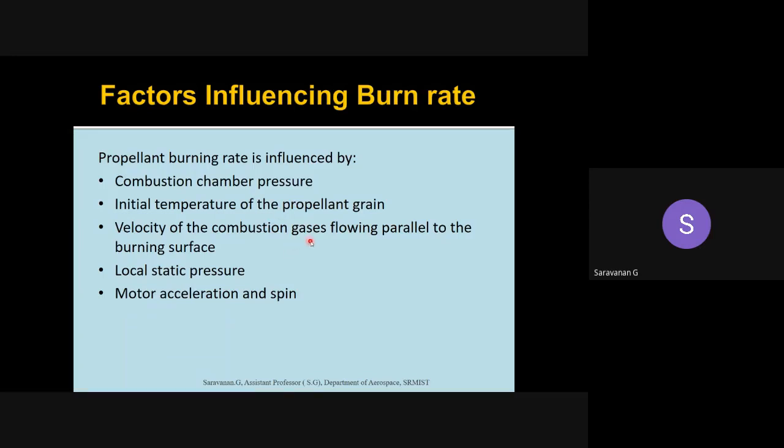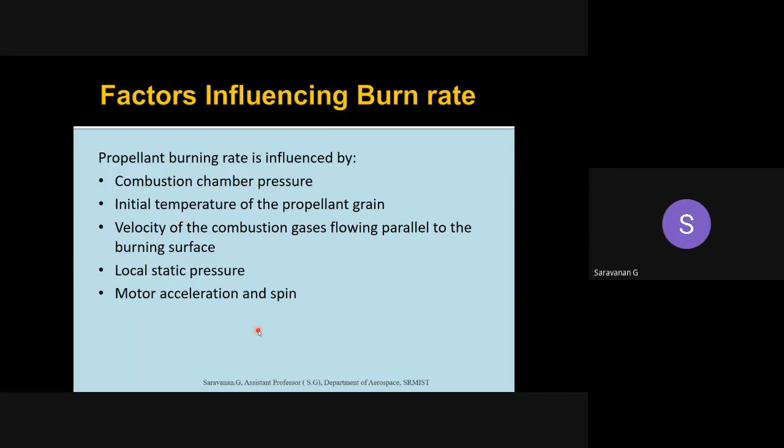So the gases flowing through the nozzle, we have to consider the velocity of the combustion gases flowing over the burning surface, which also affects the burn rate. Then the next one is the local static pressure acting at each and every location of the system. That is known as local static pressure.